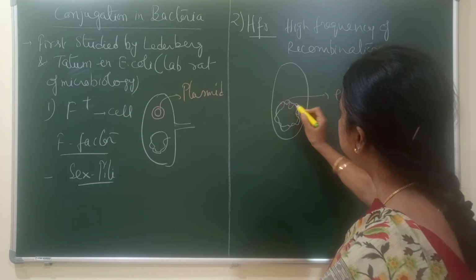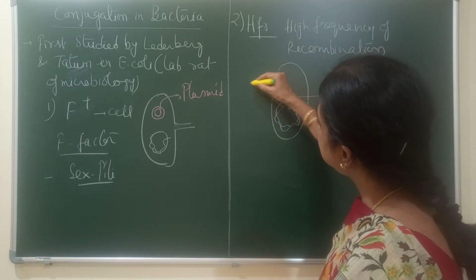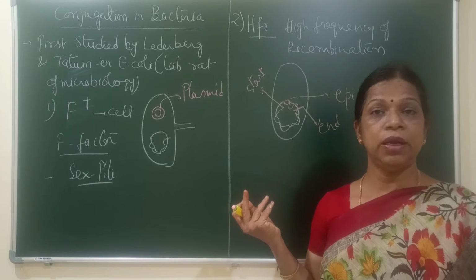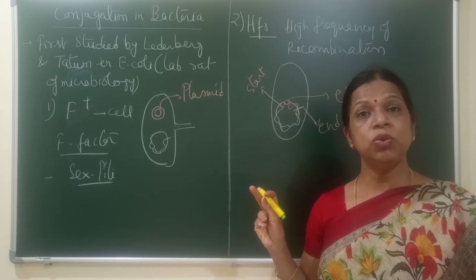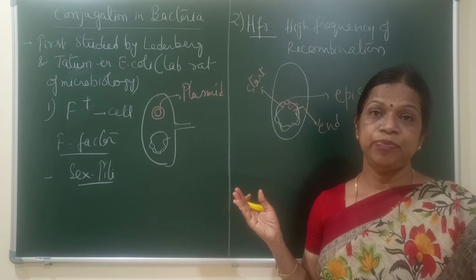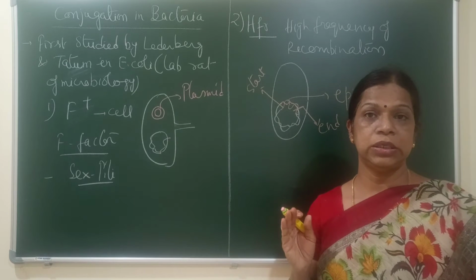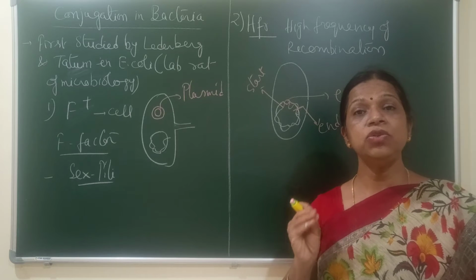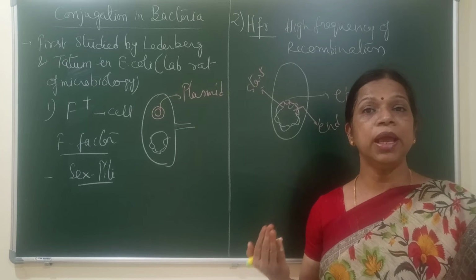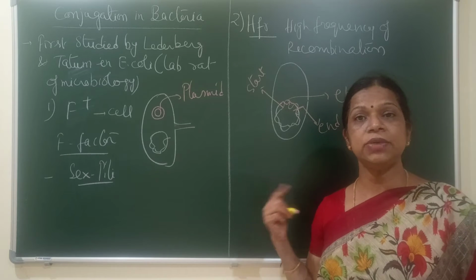In the episome, suppose this side is the ending point and this side is the starting point. The F factor may be present anywhere, but normally the F factor in these episomes is present almost towards the end. The conjugation will start wherever there is a starting point. The advantage of this is that it shows high frequency of recombination, and the DNA transfer can take place much faster. So this is the second type of donor cell, called HFR.